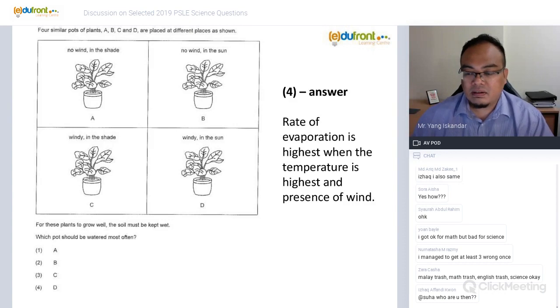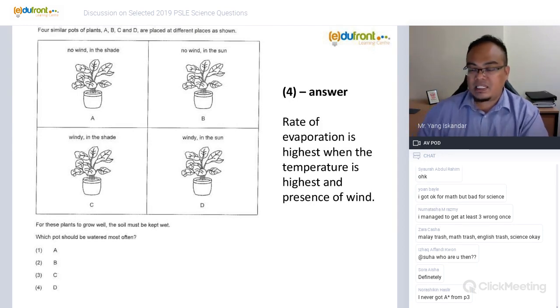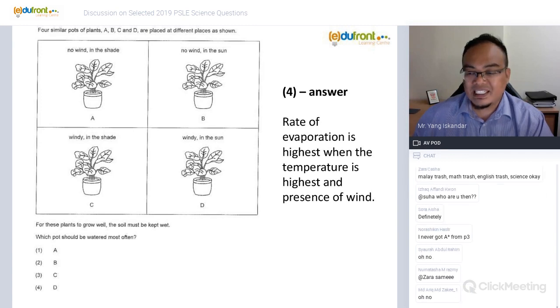Okay? Now, let's move on to the next question. Now, this question is very, I would say, very unique, right? Because from last year's PSLE, on electricity, they ask you to draw in a strange manner. Okay, are we ready?